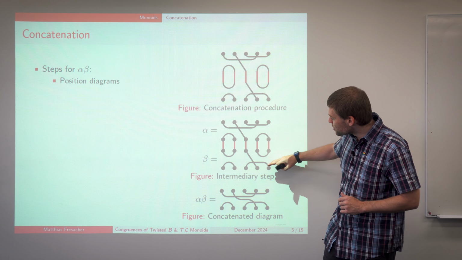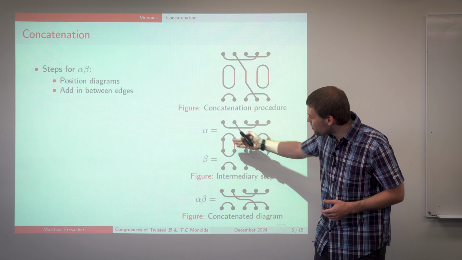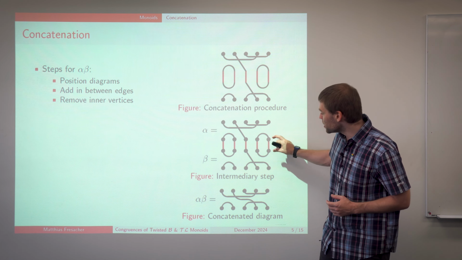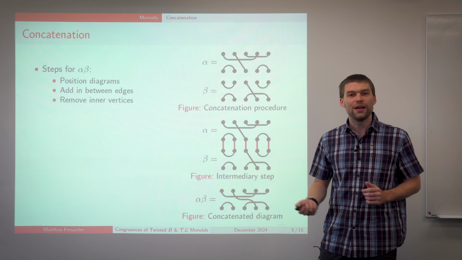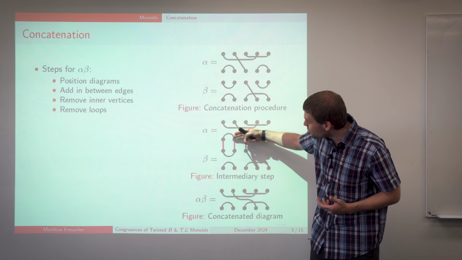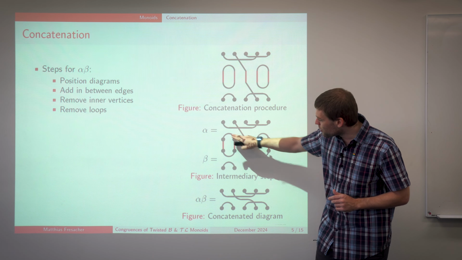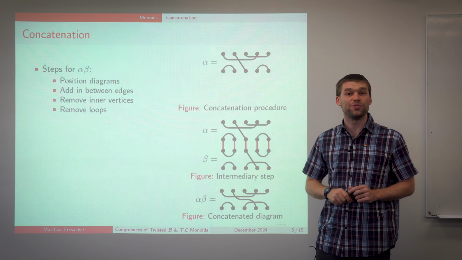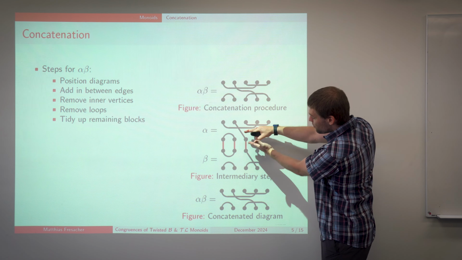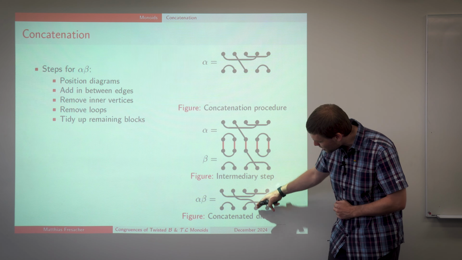First, we position the two diagrams one directly on top of the other, and then we draw these red vertical in-between edges. We then remove the two inner rows of vertices, and we remove any loops that are present. So a loop is any collection of edges that are not connected to the top or the bottom row of vertices. So there's an example of a loop here, and there's a second example just here. And then we tidy up what we have left. So we're going to squish our rows back to normal size, and we're going to draw clean edges where they exist.